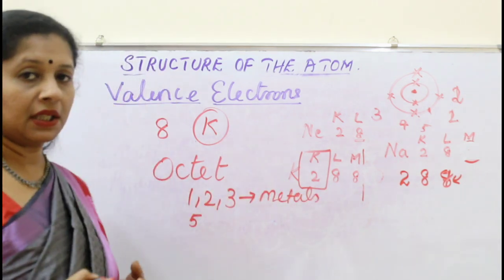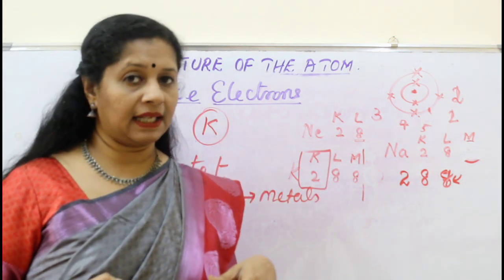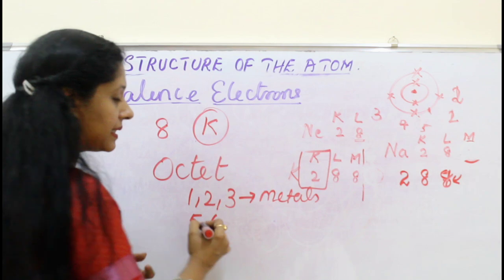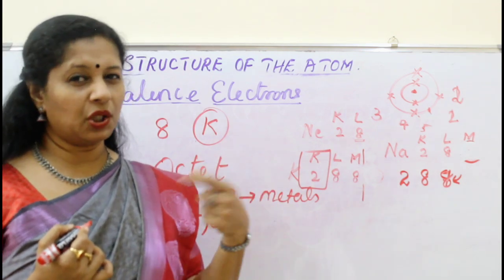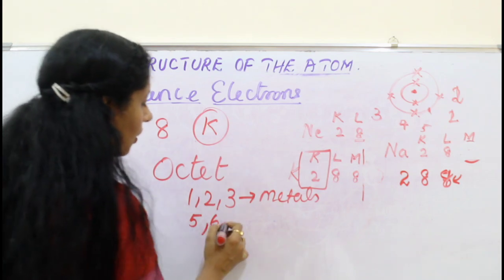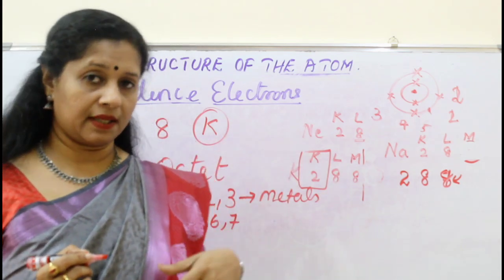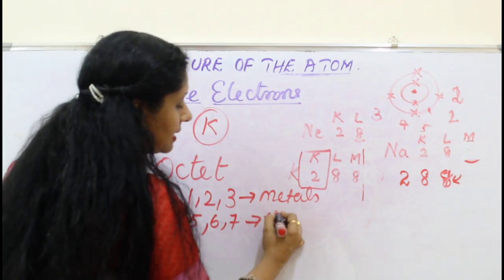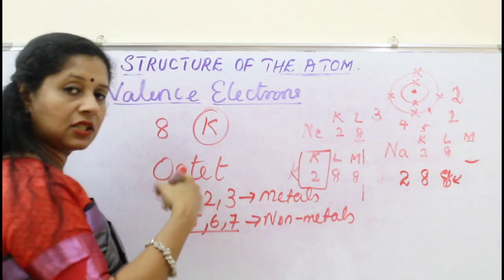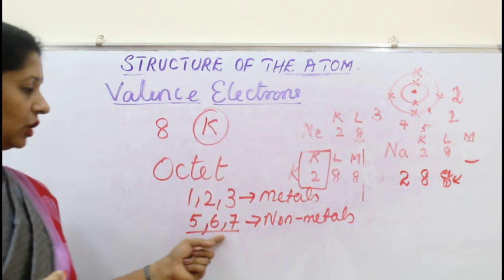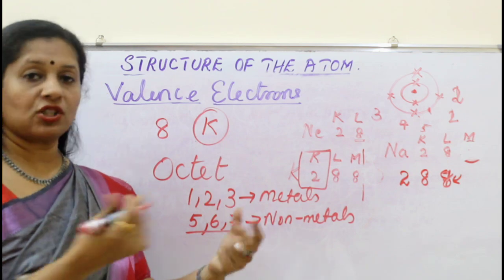Whereas if it is 5, taking 3 or giving 5, taking 3 is easy. If there are 6 in the outermost, giving 6 or taking 2 is easy. Taking 2 from somebody is easy. Or if it is 7, giving all 7 or taking 1 is easy. So these are the non-metals, they usually receive from others. So if outermost is 5, 6 or 7, they will be taking 3, 2 or 1 respectively to make it octet. They are non-metals, so they receive.